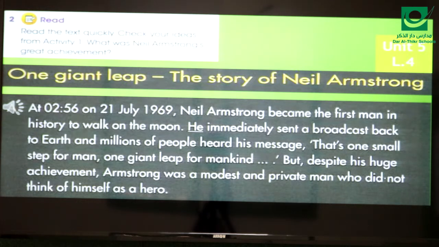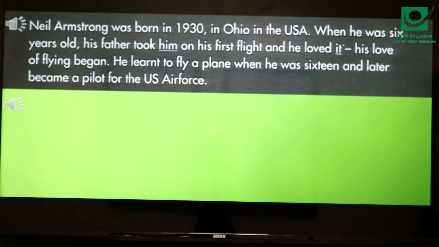Neil Armstrong was born in 1930 in Ohio in the USA. When he was 6 years old, his father took him on his first flight and he loved it. His love of flying began. He learned to fly a plane when he was 16 and later became a pilot for the US Air Force.